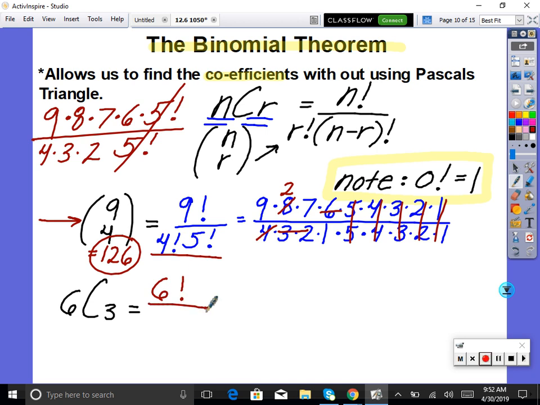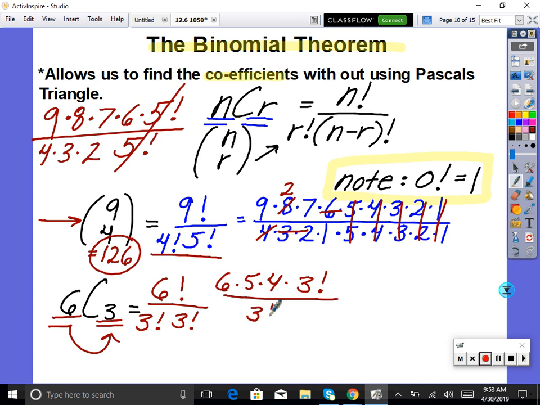6 factorial divided by 3 factorial times 6 minus 3 factorial. So that'd be another 3 factorial, wouldn't it? 6 minus 3. So how should I write the top? 6 times 5 times 4 times 3 factorial. I'm not going to keep going because don't I have a 3 factorial on bottom? And then I also have 3 times 2 times 1 technically from the other 3 factorial. So my 3 factorials divide out.